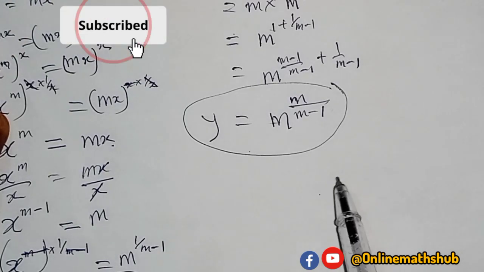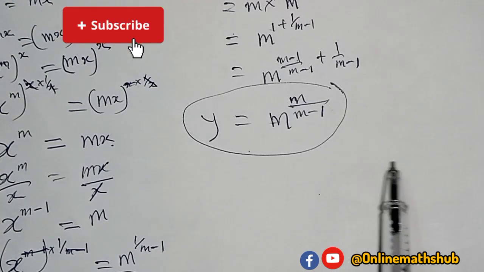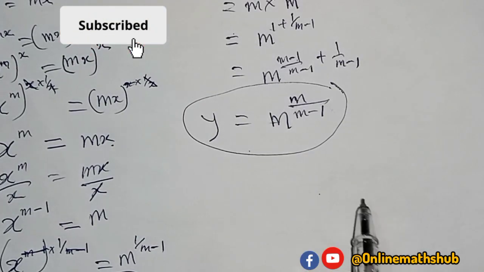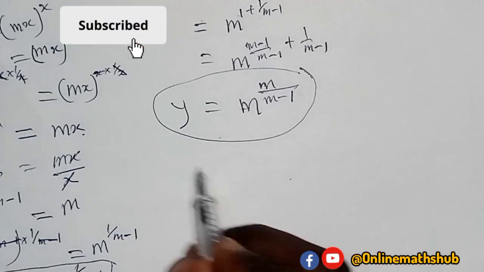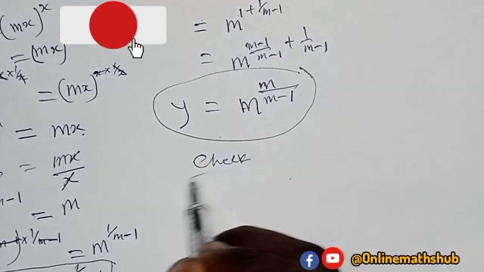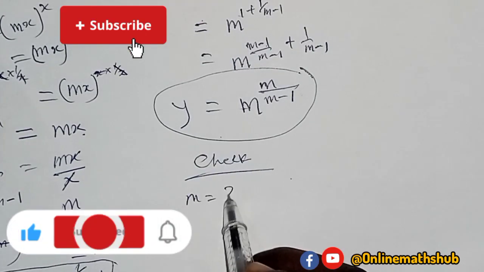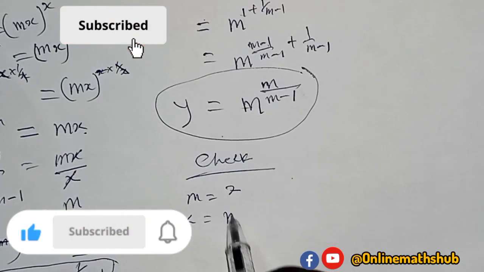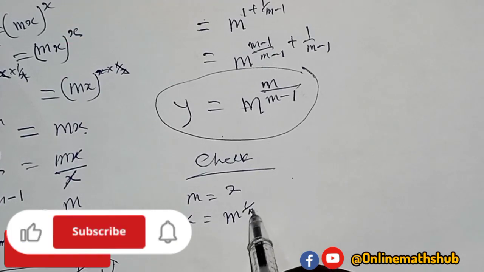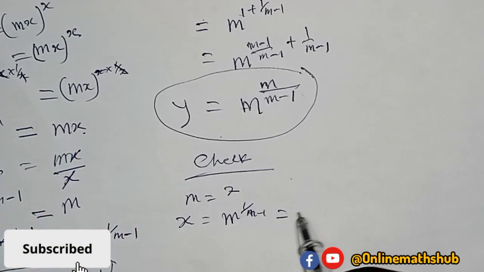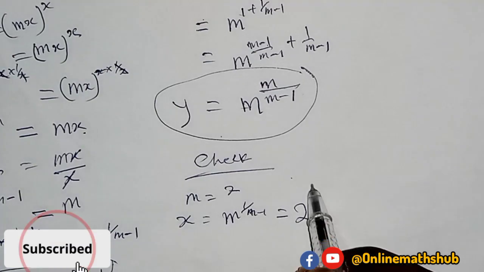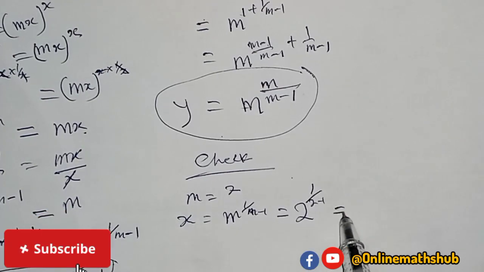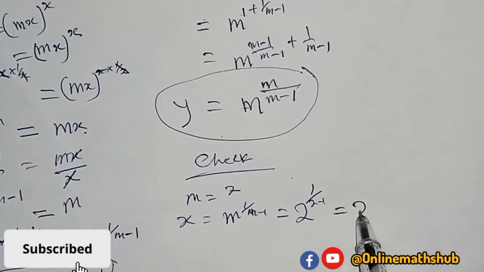And so I'm just going to pick values for m, and then try to see whether this actually satisfies the equation. Okay, so let's just run a quick check right here. Now let's take our m to be equal to 2. Don't forget our x is equal to m raised to power 1 divided by m minus 1. So if my m is equal to 2, this is 2 raised to power 1 over 2 minus 1. So clearly my x is equal to 2.